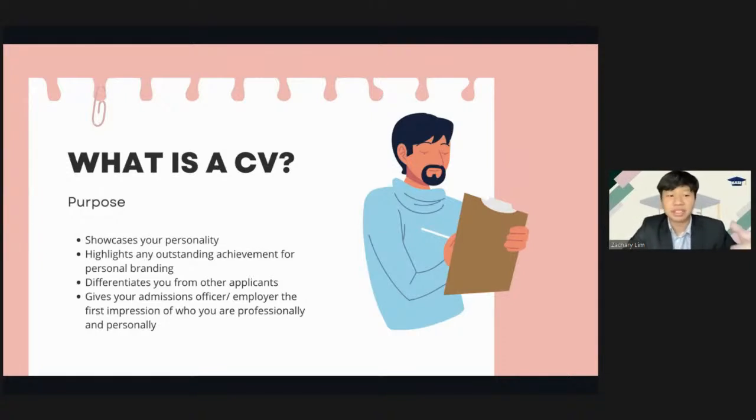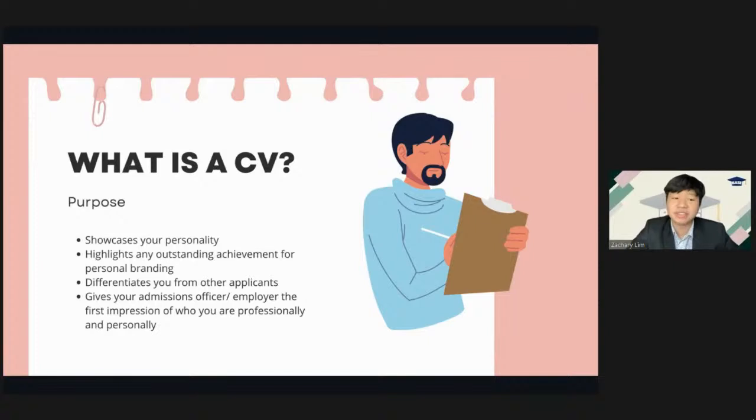So what is a CV? The purpose of a CV. Technically, a CV is meant to showcase your personality. It's your interviewer's or your recruiter's first window into who you are as a person. So what you should be doing in the CV is to highlight any outstanding achievement for your own personal branding, to show who you really are as a person.